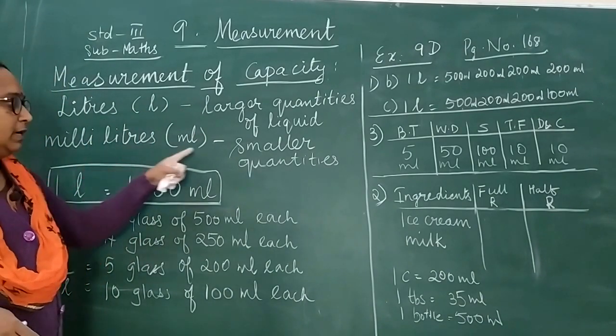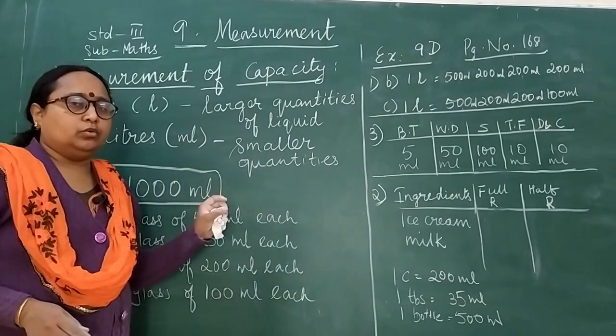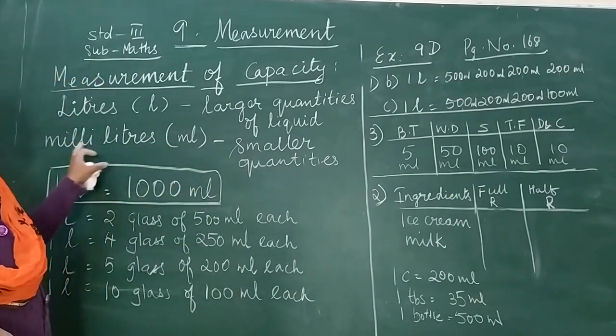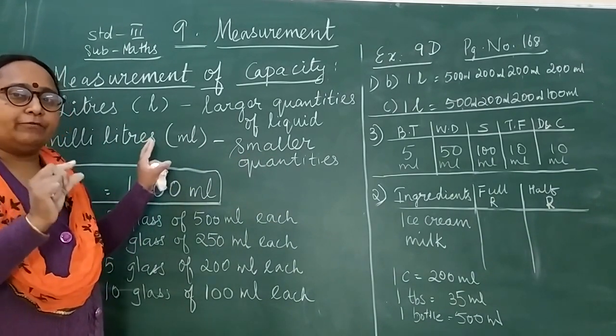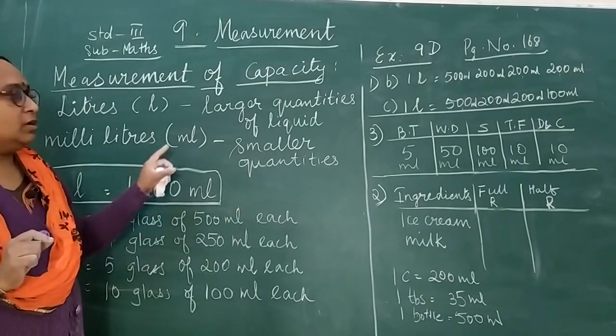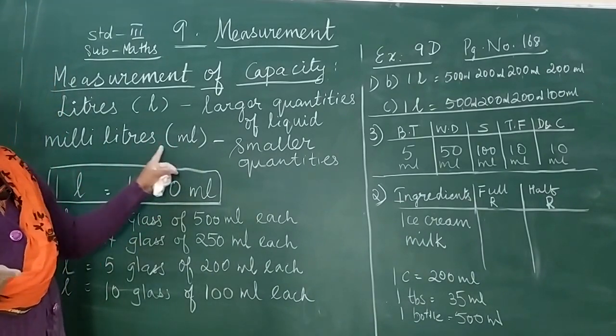When you are measuring smaller quantities of liquid, then you use ml or milliliters. For example, the doctor may say you have to take 5 ml of this medicine. So mostly in a spoon you measure the milliliter.